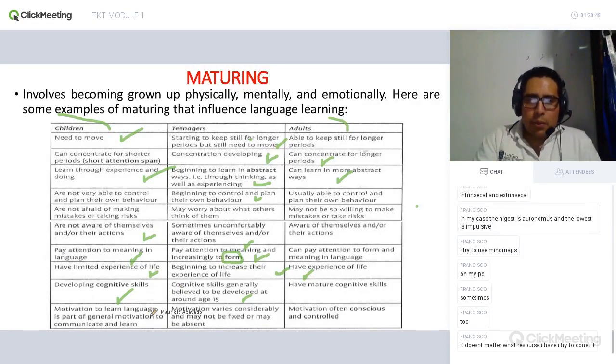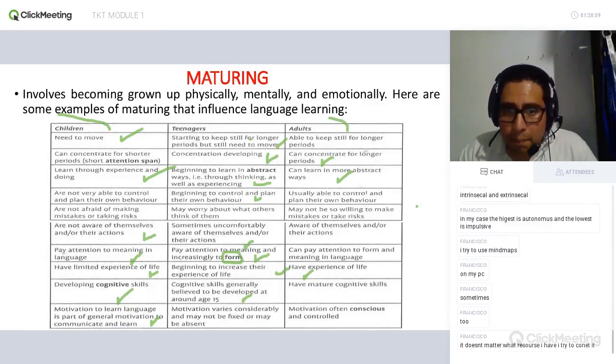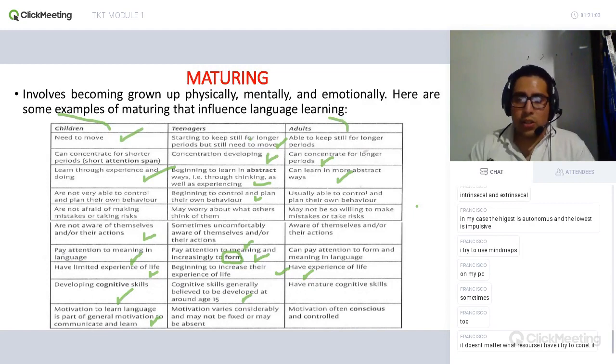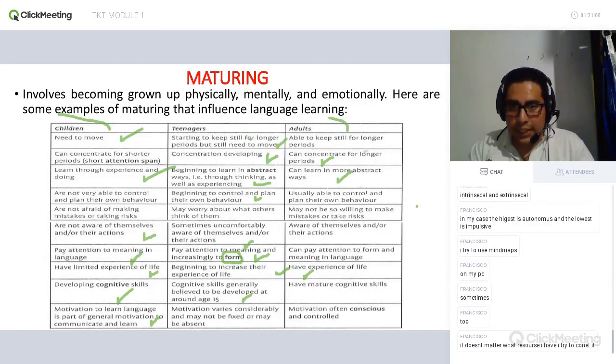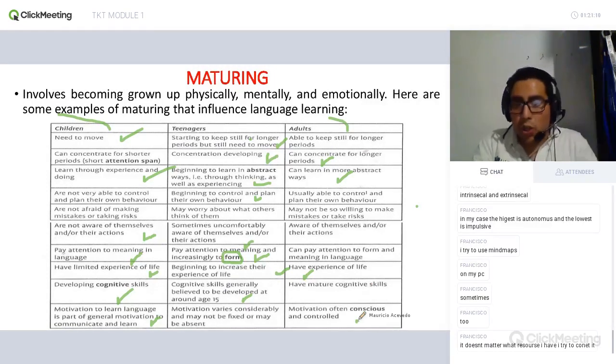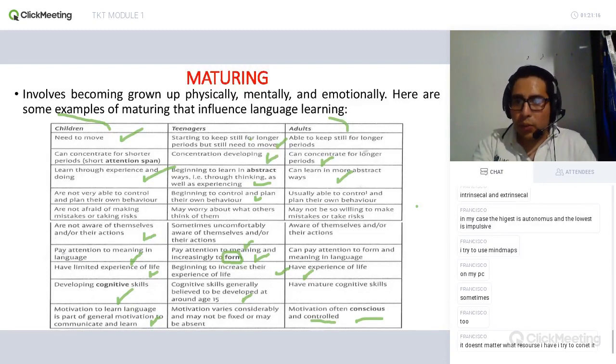And finally, the motivation for children is just to communicate and learn. That's it. In teenagers, you can have different kinds of motivations, right? Not only for communicating, but also maybe for school, for the university, or something like that. And adults' motivation is more conscious and controlled. So adults know perfectly why they want to learn a language, right?